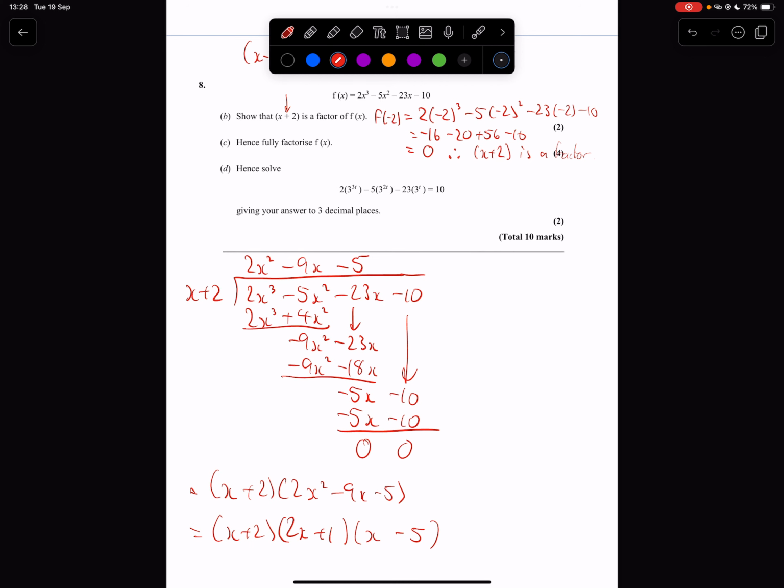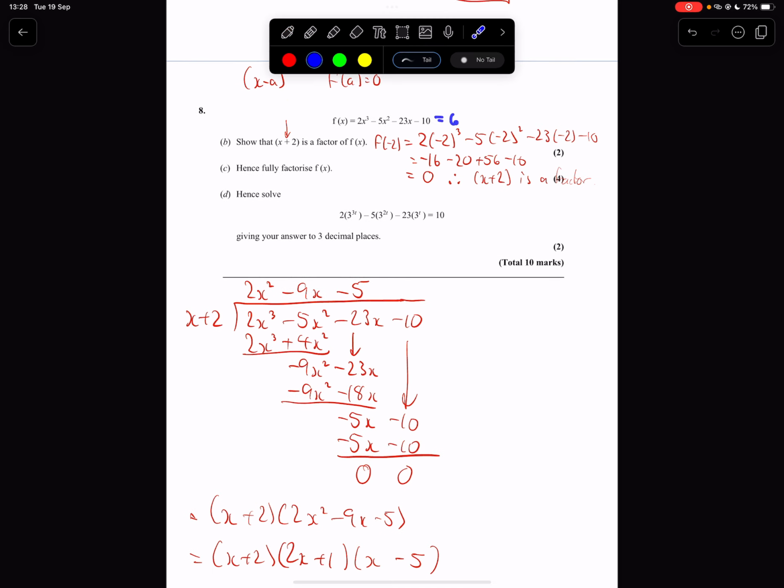So, hence solve that thing. Basically that is exactly the same thing that we had before. Well, not exactly, but very similar. So if I made this equal to 0, and I moved the minus 10 to the other side, we would end up with 2x cubed minus 5x squared minus 23x equals positive 10, which is basically what we have there.